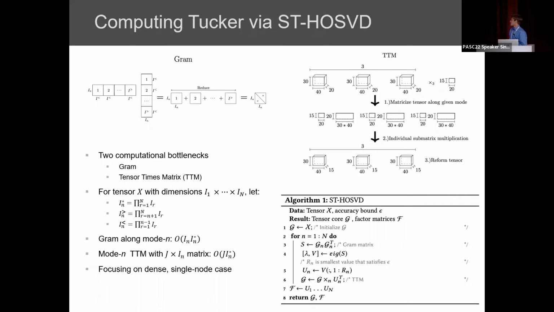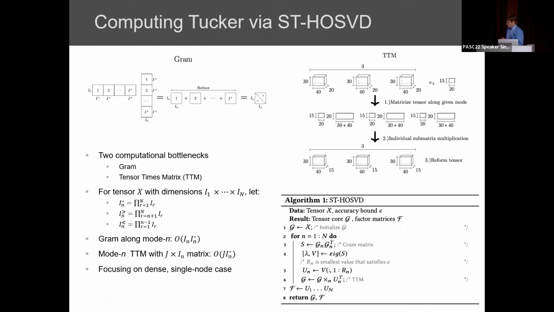input matrix. The reason we focus on these two kernels in the context of ST-HOSVD is that they form the two computational bottlenecks of the algorithm. The gram requires I_N, where I_N is the current mode, times the product of all the dimensions in terms of flops, and the TTM requires J times the product of all dimensions, where J is the number of rows in the input matrix, or 15 in our little example here. In the context of this work, we're going to focus on the dense single node case.